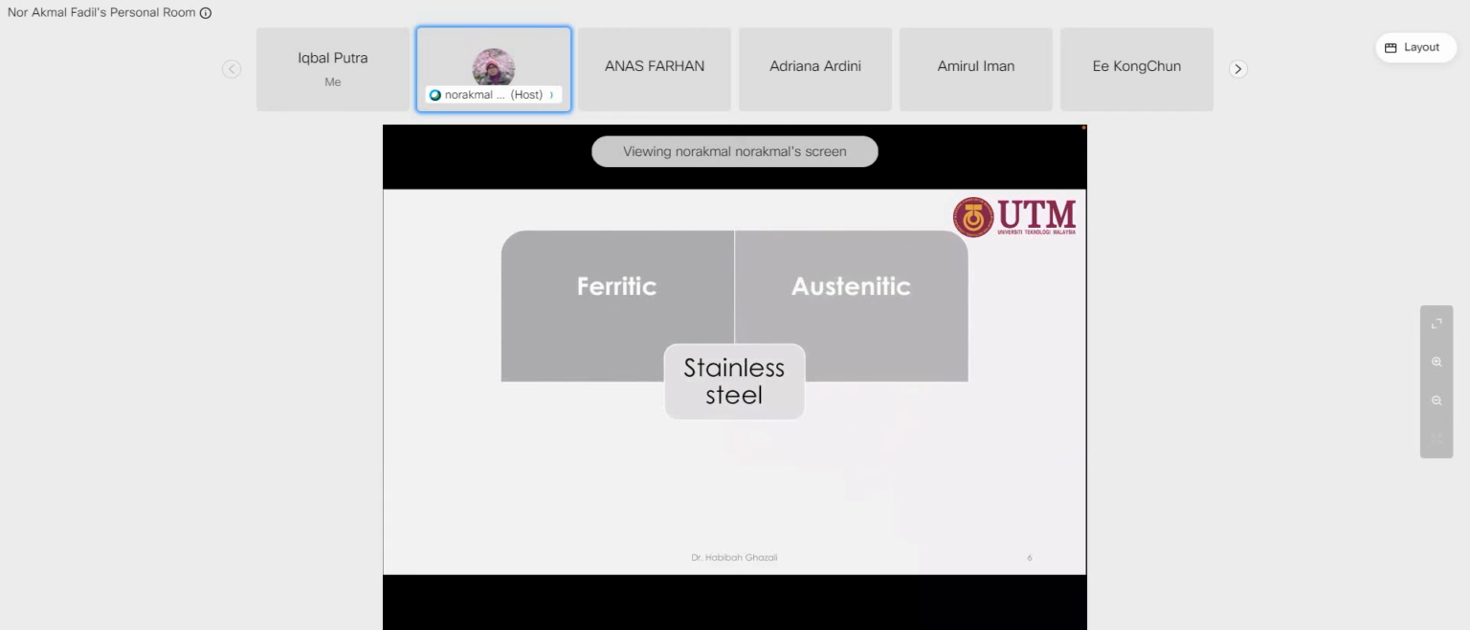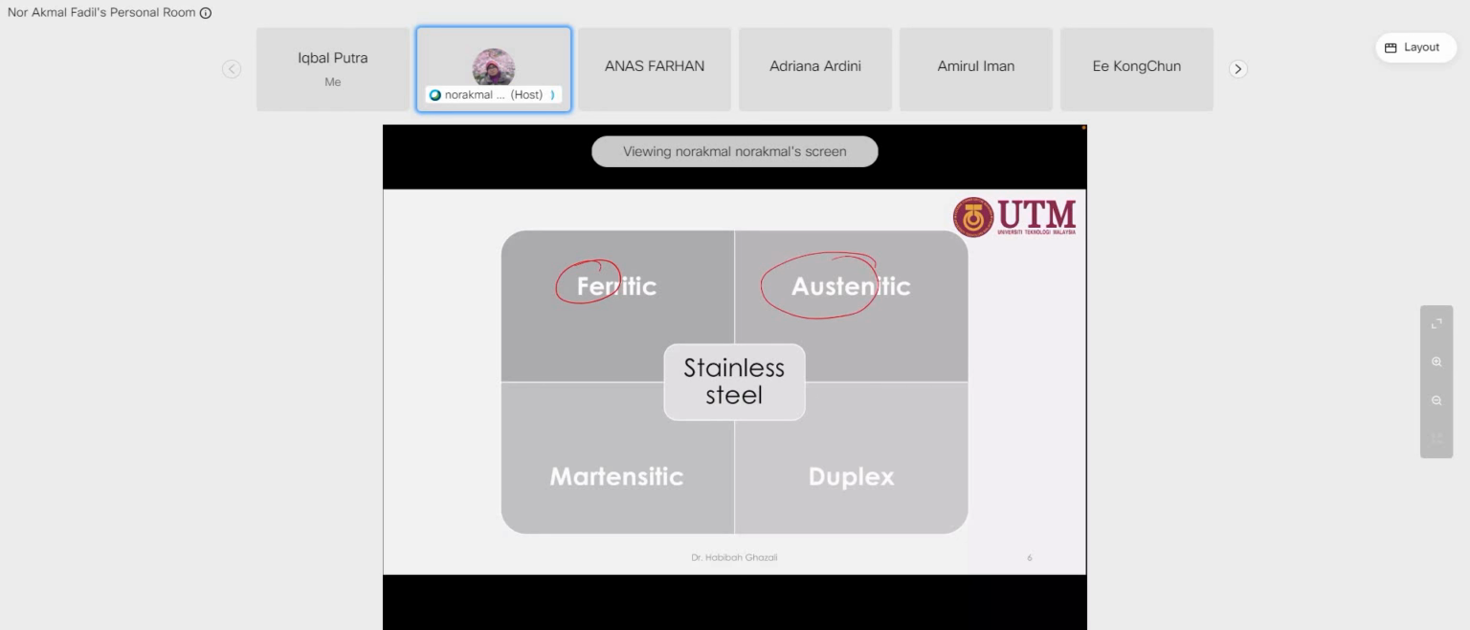When we talk about stainless steel, there are several types of stainless steel. We have ferritic, austenitic, martensitic, duplex. If you look at the FERR, it's like ferrite. The names given are always associated with the original condition of the steel phases. Austenite, we call it austenitic. Martensitic is associated with the martensite formation, and the duplex is a combination between ferritic and austenitic.